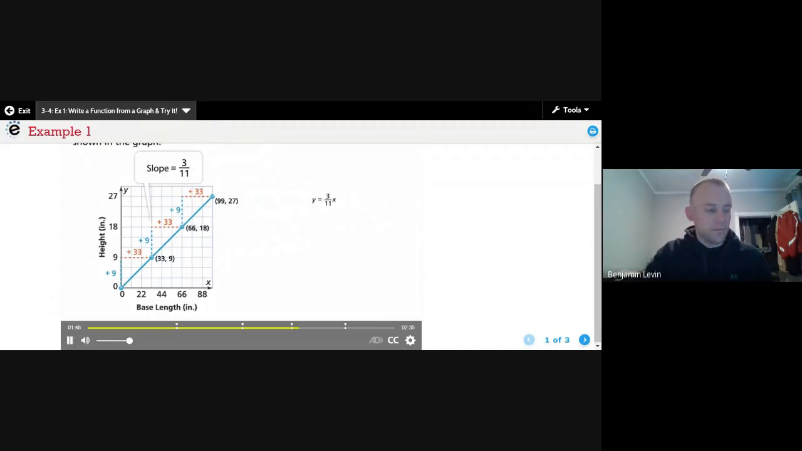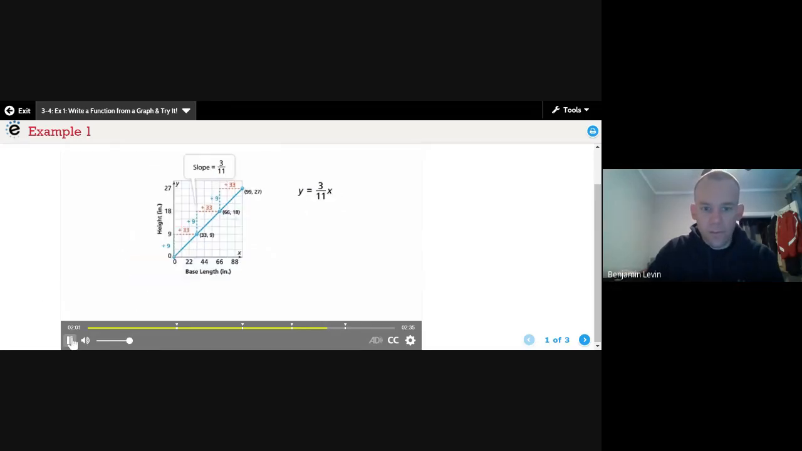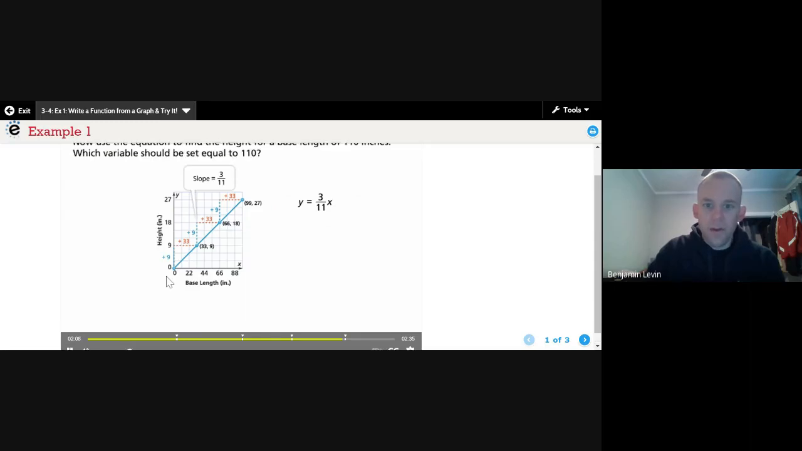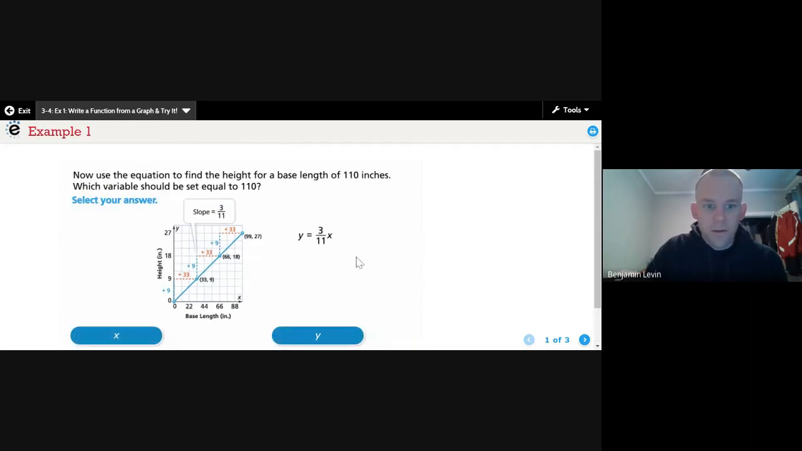The equation is y equals 3/11 times x. Y represents the height. X represents the base length. And 3/11 is the slope. Now, use the equation to find the height for a base length of 110 inches. Which variable should be set equal to 110? Select your answer. All right, so it's asking us, we need to find what the height is if the base is 110.